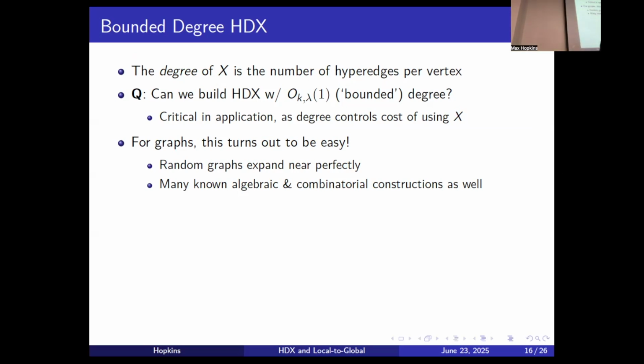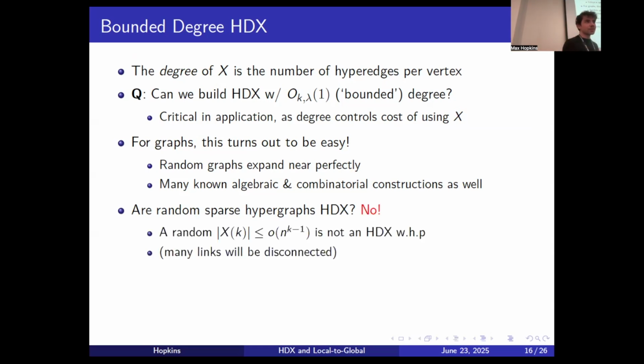Expanders are common objects, and often the interesting thing is how to construct them explicitly. Over the past 30 years, we've developed a lot of machinery building algebraic constructions and combinatorial constructions of expanders. We understand pretty well at this point how to build these graphs. So the first natural question for HDX would be, what about this first bullet? Can I just take a random sparse hypergraph and hope that it's a high-dimensional expander? Unfortunately, no. This does not work.